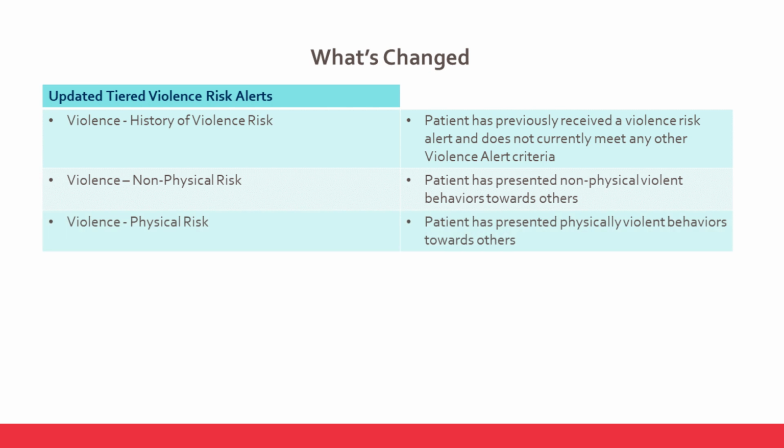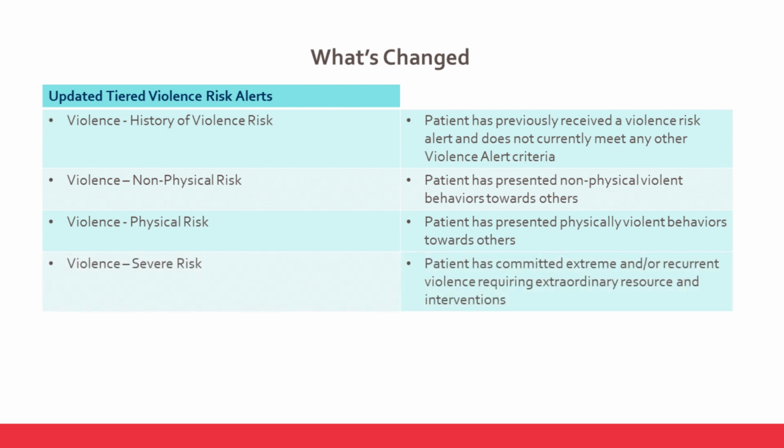Violence physical is a risk alert for patients who have displayed physically violent behaviors towards others. Examples include physical intimidation or physical or sexual assault. It also includes verbal or written threat of physical violence.